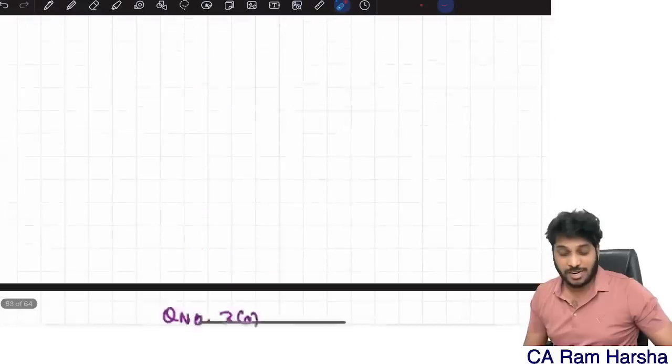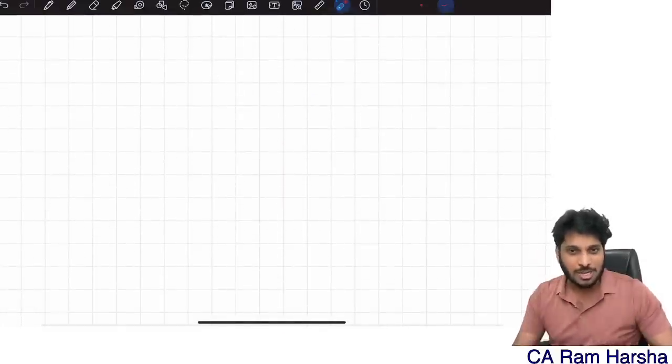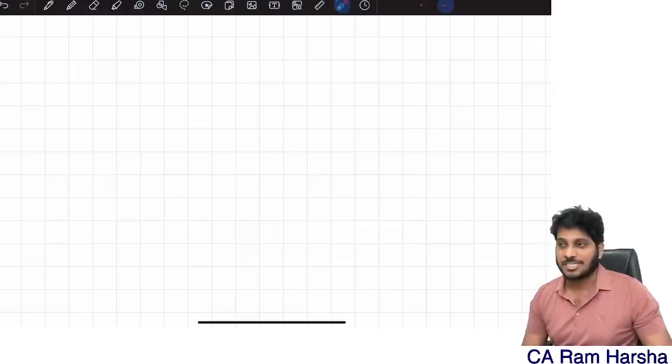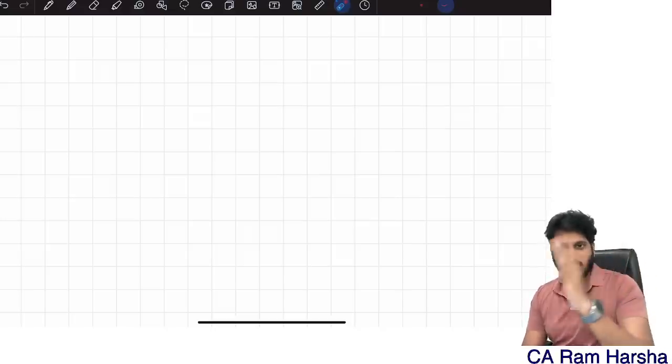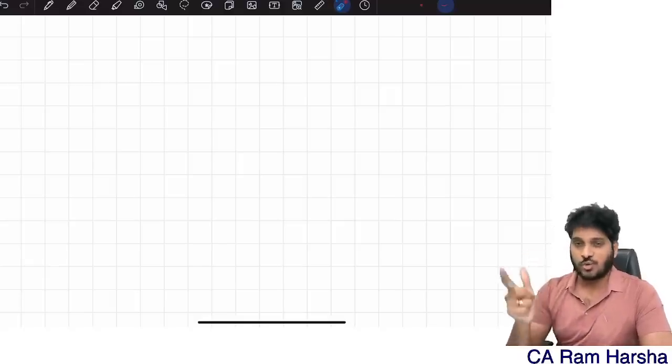For example, we will take the accounting paper or the FR paper, because in both the papers, consolidation is there. Many students start by doing the consolidation problem first. They open and they see the entire question paper and they feel there is a consolidation or some amalgamation problem. This question I know very well.